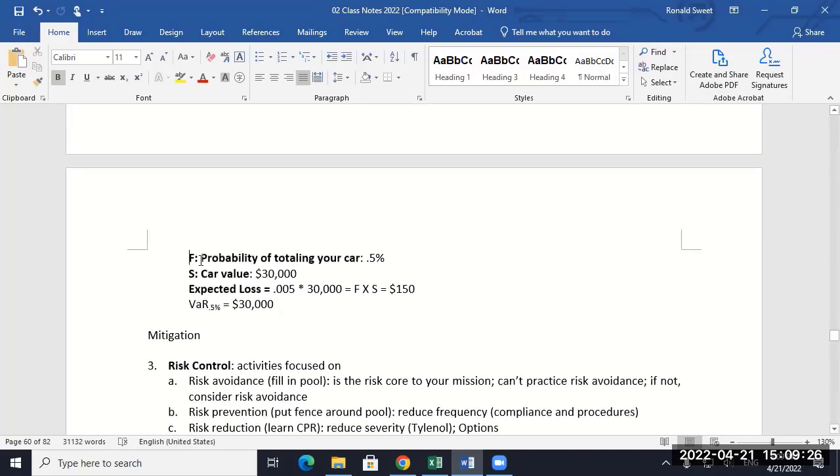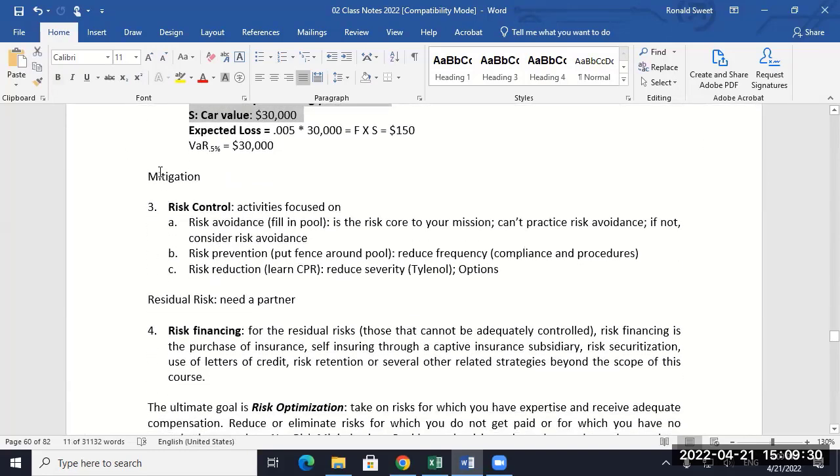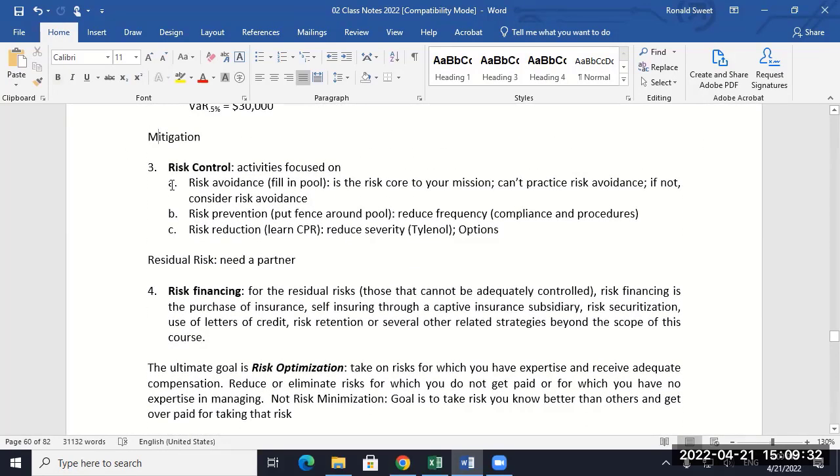Extremely important. So we're going to spend some time on this, and we're going to do something called value at risk. Then you have mitigation, and there's two types of mitigation. There's the ones that you do yourself, that's called risk control. And then there's the ones you do by hiring someone outside to help you. So risk control, there's three types. Risk avoidance, that's when you get rid of frequency and severity. You just stop doing it.